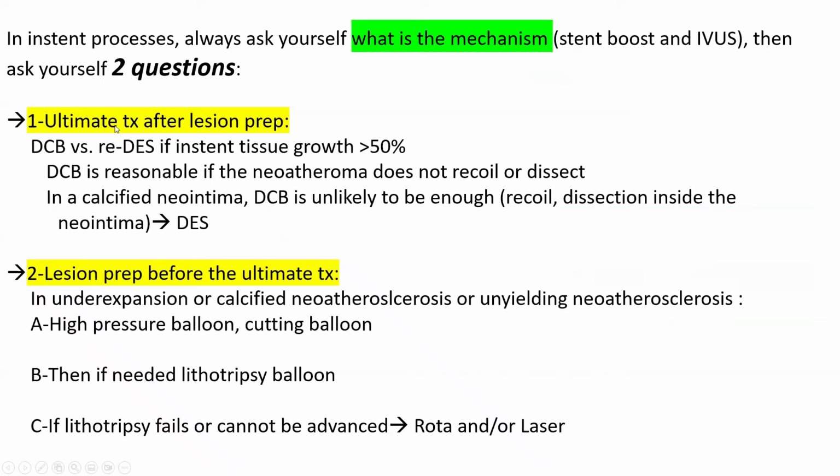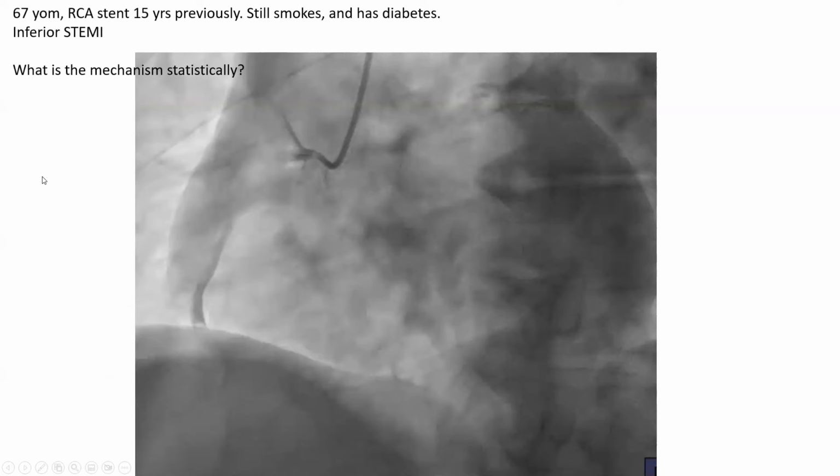So the first question is ultimate treatment after lesion prep. But the second question you ask yourself: how do I prep the lesion before the ultimate treatment? In underexpansion or calcified or unyielding neoatherosclerosis, you need any of the following three: high pressure balloon, cutting balloon, then if needed, lithotripsy balloon. Then if lithotripsy fails or the balloon cannot be advanced, you need to consider rota and or laser. I will show some cases here.